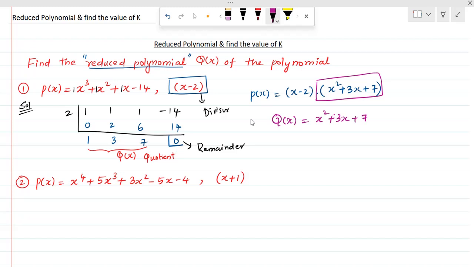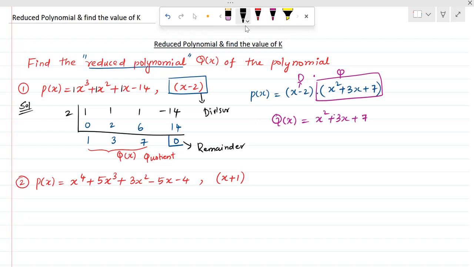So in other words, we can write it as q into d, the quotient and the divisor. Quotient into divisor. So what is a reduced polynomial? This is the reduced polynomial, the quotient q.